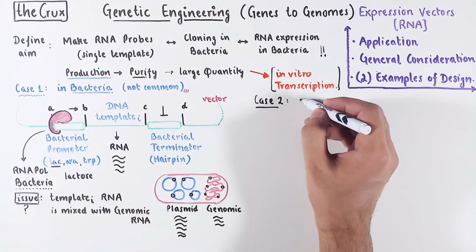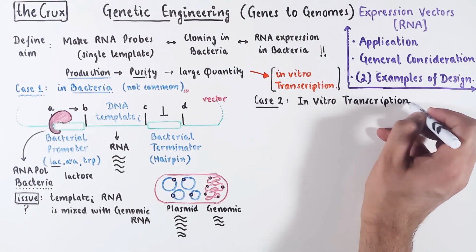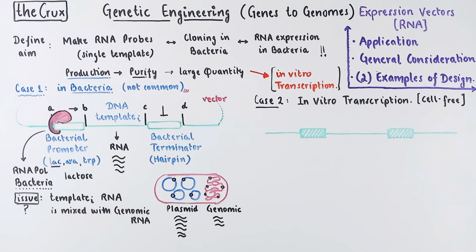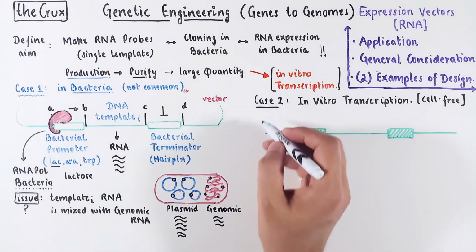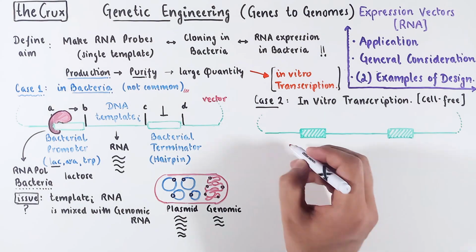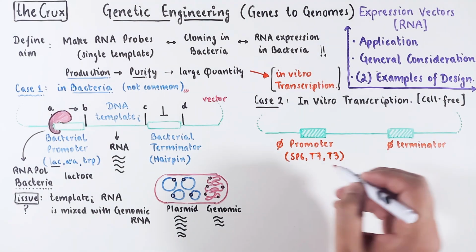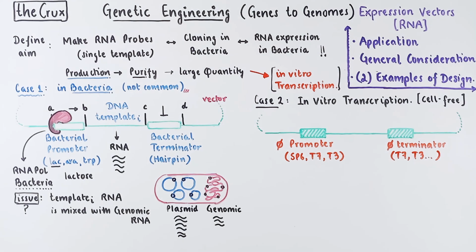The alternative is to do in vitro transcription, also called cell-free transcription. The vector will look exactly like before, except that the promoters and terminators are different. And most commonly, viral components from T7 or SP6 are used. They tend to be a lot more compact.